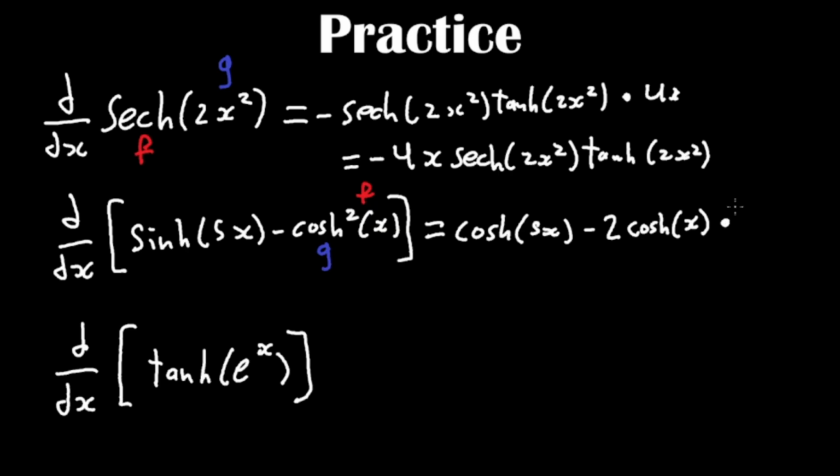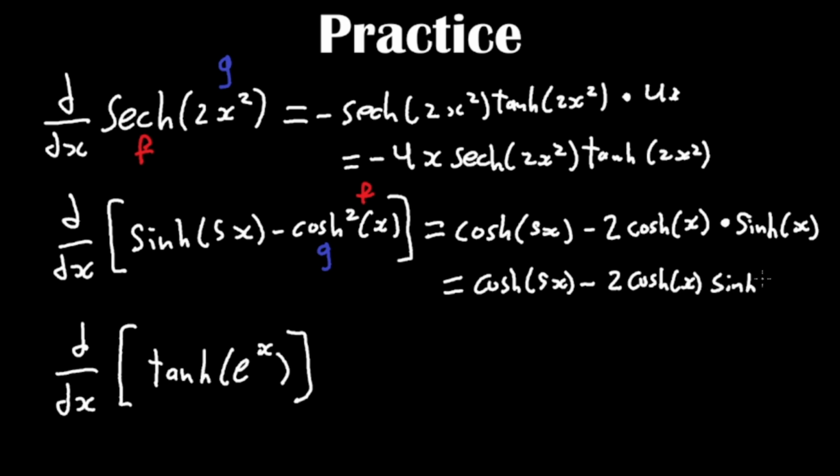Alright, so now we need to multiply by the derivative of the inside. So what's the derivative of hyperbolic cosine? That is hyperbolic sine. So our final derivative is cosh of 5x minus 2 cosh of x sinh of x.